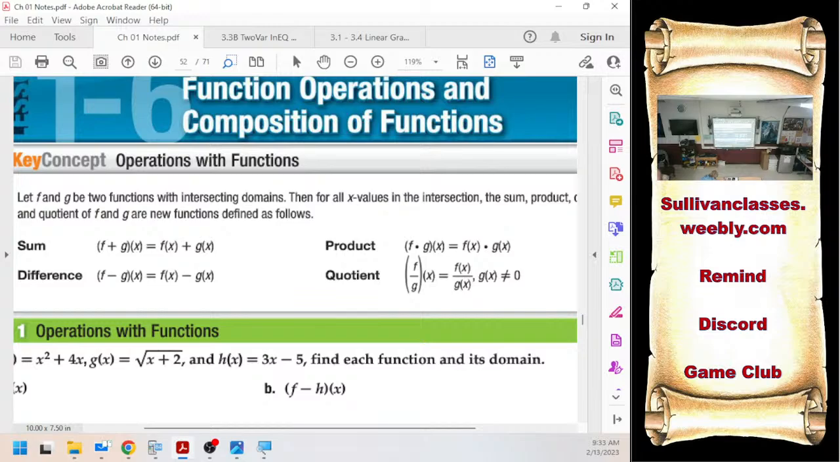What are our 3 commandments of domain that we know right now? Thou shalt not divide by 0. So if you ever get an x in the denominator, you better state x cannot equal these things. What else? Even root of negative numbers. So if I ever have an even radical, you have to state x has to be from here to here. And log of non-positives. So even 0 isn't allowed in logs.